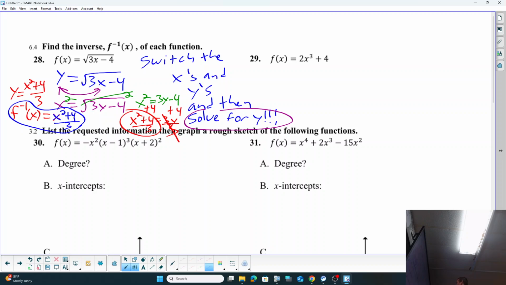Find the inverse of each function. So now you try. Switch the x's and y's and solve for y.